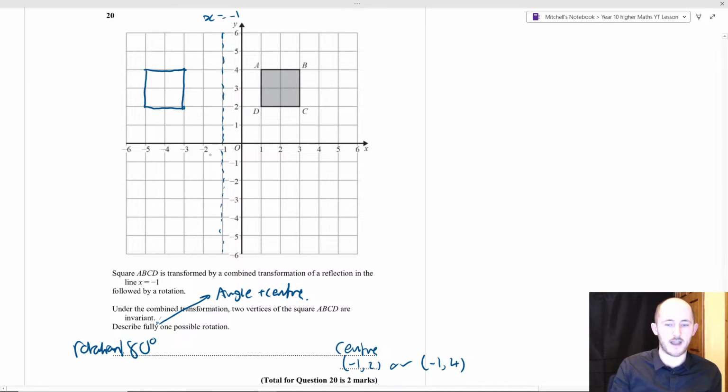Some other ones that you could have had is you can also say anti-clockwise 90 degrees from this point here, minus 1, 0, which would also work when you flip it around.